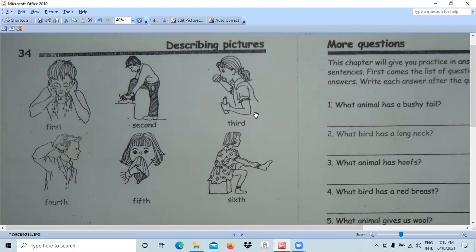In the second picture, we can see a boy. He has kept his leg on a step and he is tying his shoe. He's wearing trousers and a shirt. In the third picture, I can see a girl. Maybe morning or maybe night, she has a tube of toothpaste in her hand, also a brush, and she's brushing her teeth. In the fourth picture, we can see a boy with a full kit, with a tie, combing the hair in front of a mirror. In the fifth picture, we can see a girl cleaning her nose, sneezing, with a handkerchief. In the sixth picture, we can see a girl with a frock, seated on a box or something and wearing socks. Like that, these are very simple sentences.